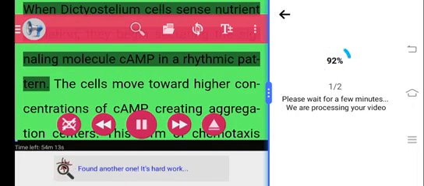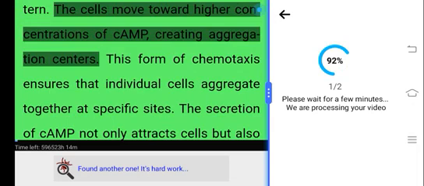When Dictyostelium cells sense nutrient depletion, they begin secreting the signaling molecule cAMP in a rhythmic pattern. The cells move toward higher concentrations of cAMP, creating aggregation centers.